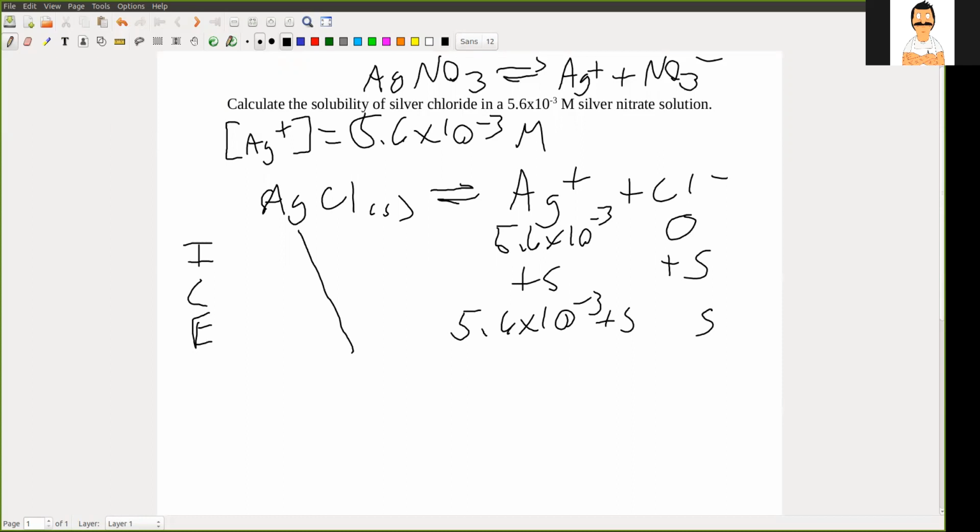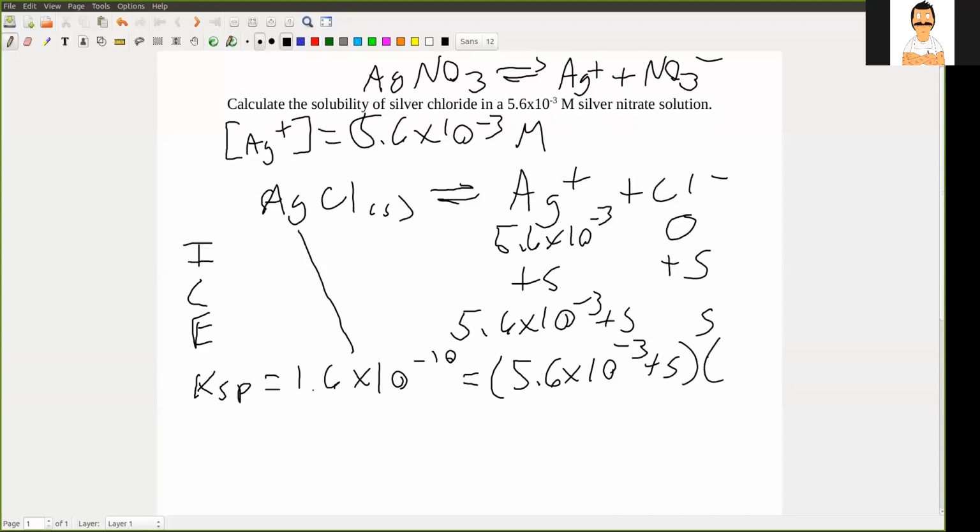Okay, so we can set up our Ksp, our solubility product, which is equal to 1.6 times 10 to the minus 10, as products over reactants. So in this case, it's simply going to be the products because the reactants are solids. So 5.6 times 10 to the minus 3 plus S times S for our chloride. So this is silver and this one's chloride.